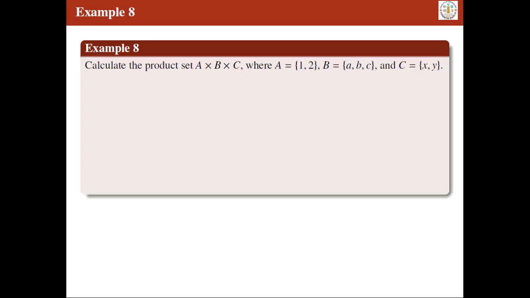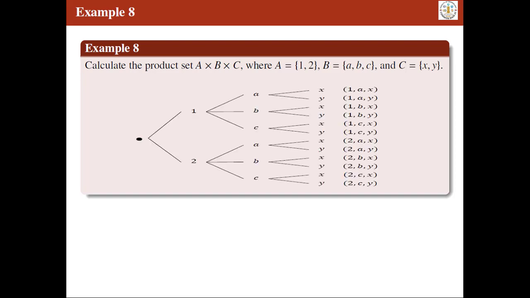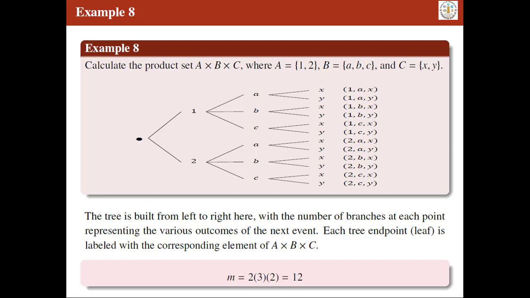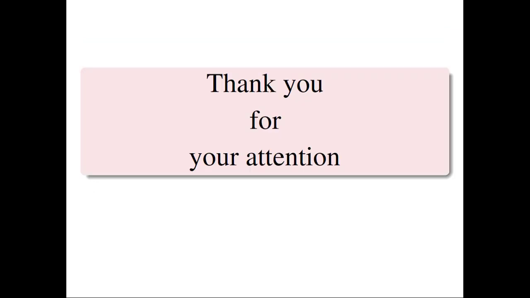Let's have this example. Calculate the product set A times B times C, where A equals {1, 2}, B equals {a, b, c}, and C equals {x, y}. The tree is built from left to right, here with the number of branches at each point representing the various outcomes of the next event. Each tree endpoint, or leaf, is labeled with the corresponding element of A times B times C. m equals 2 times 3 times 2 equals 12.